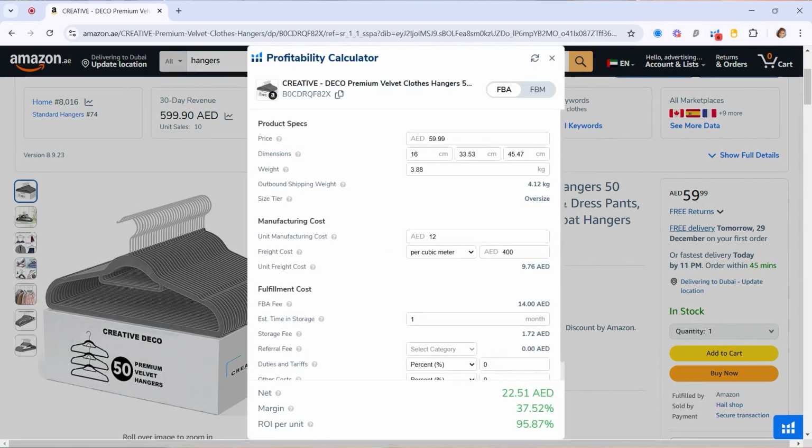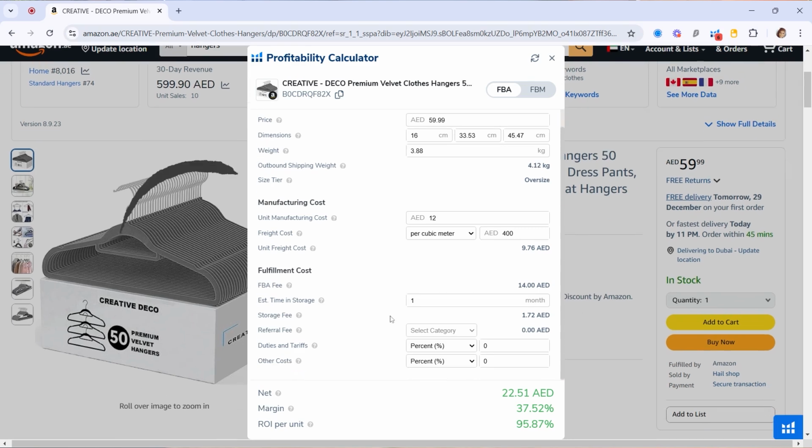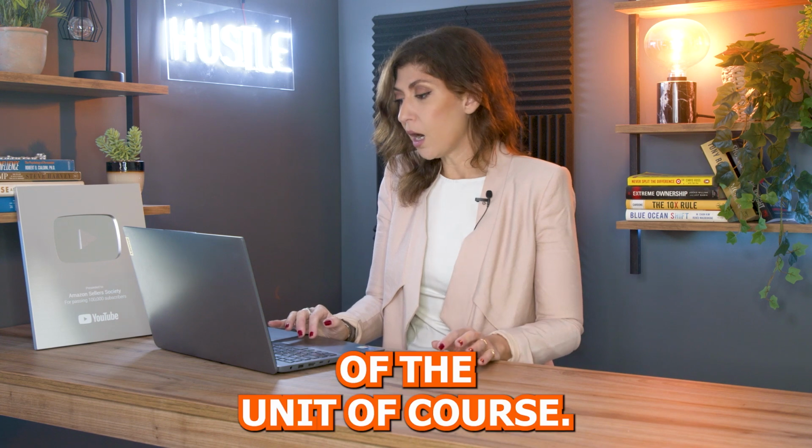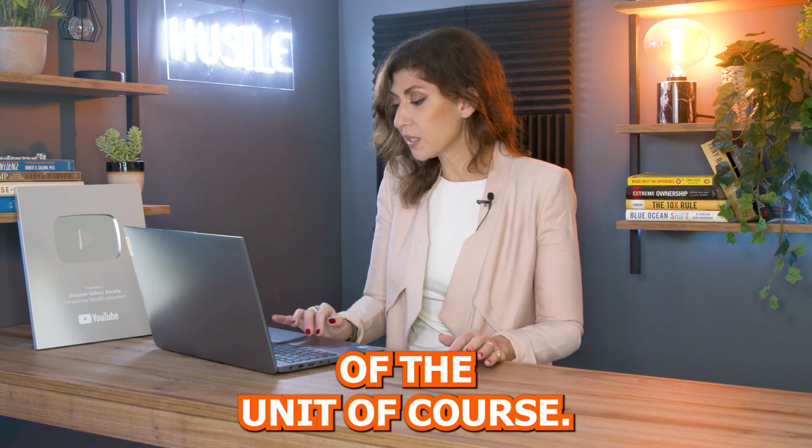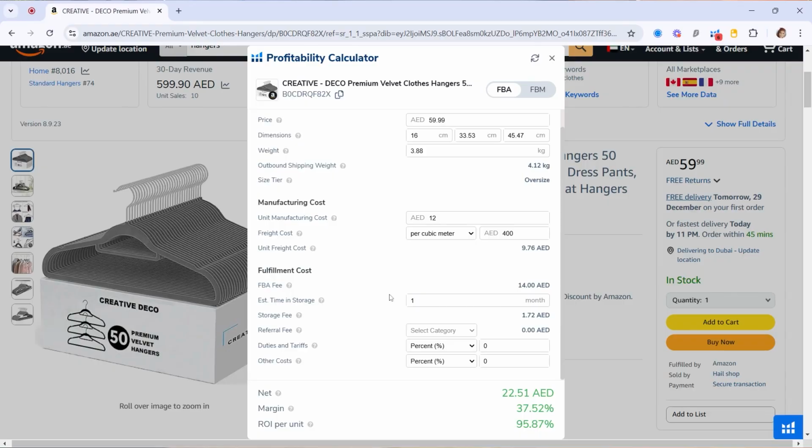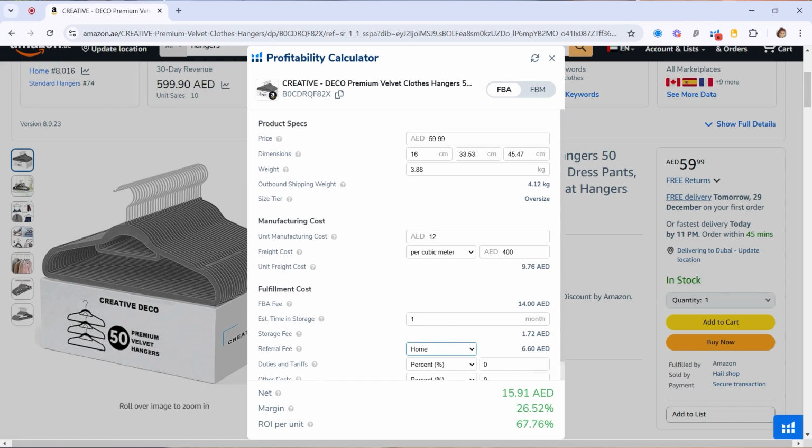Based on the price and similar dimensions, the same dimensions that we see right here, I'm getting all of the fees. The FBA fee is 14 dirhams based on the size of the unit, of course, and I could also see what is the referral fee. I just need to select the category. Let me select the home category. The referral fee is 6.6 dirhams based on selling the product at almost 60 dirhams.